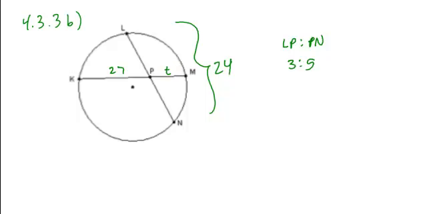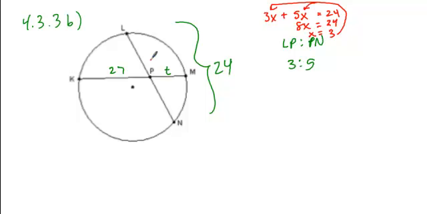So here you can set this up one of two ways. You can either think of it as part to part. If you think of it as part to part, LP is 3 times some multiplier, PN is 5 times that same multiplier, and if you add those individual parts together, you get the whole of 24. Therefore, combining them, you get 8x is equal to 24. Divide by 8, x is 3.